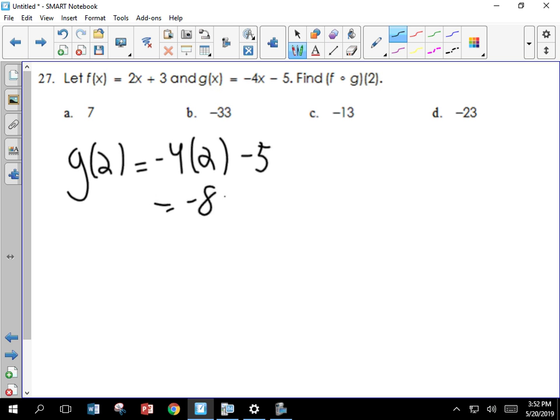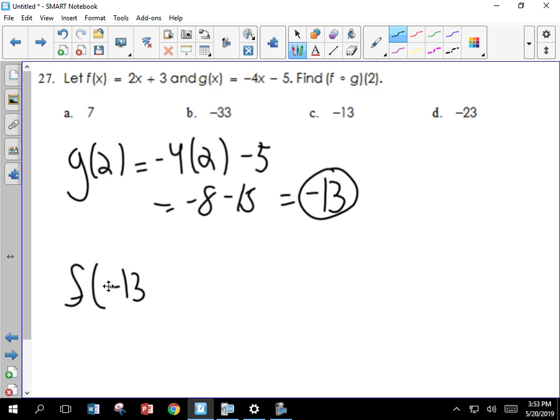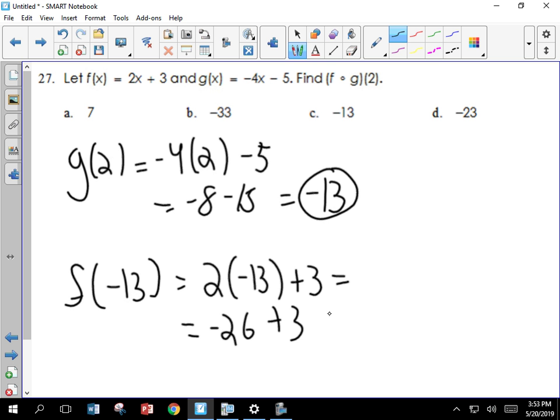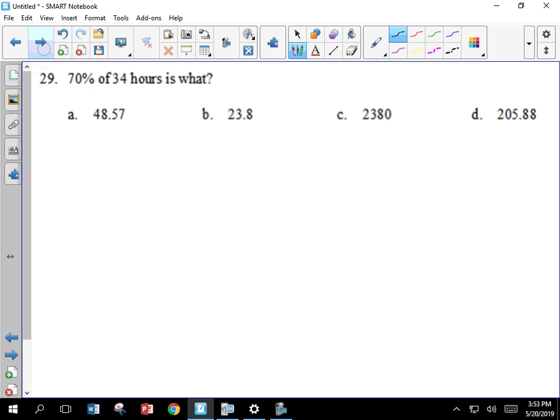I get -8 minus 5 equals -13. Now, a lot of people will stop because, hey, I got an answer. No, you take this answer and now you plug it back into F, because F is the one furthest away. So 2 times -13 plus 3 equals -26 plus 3 equals -23. All right.